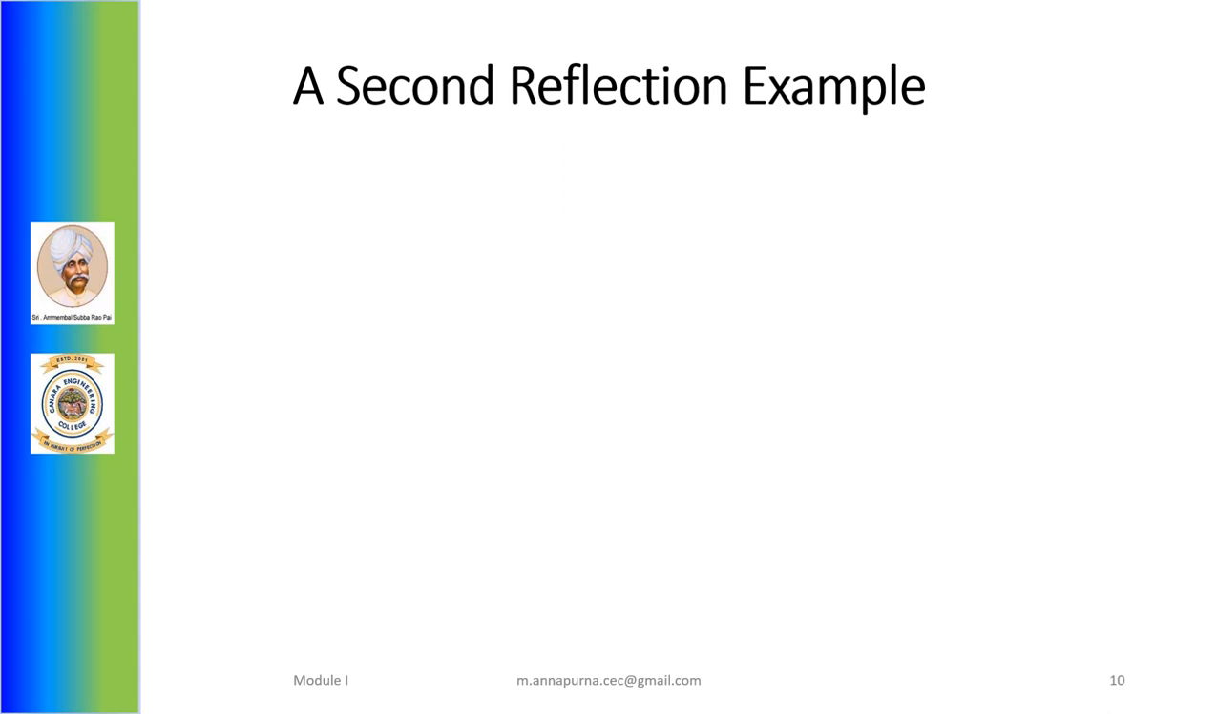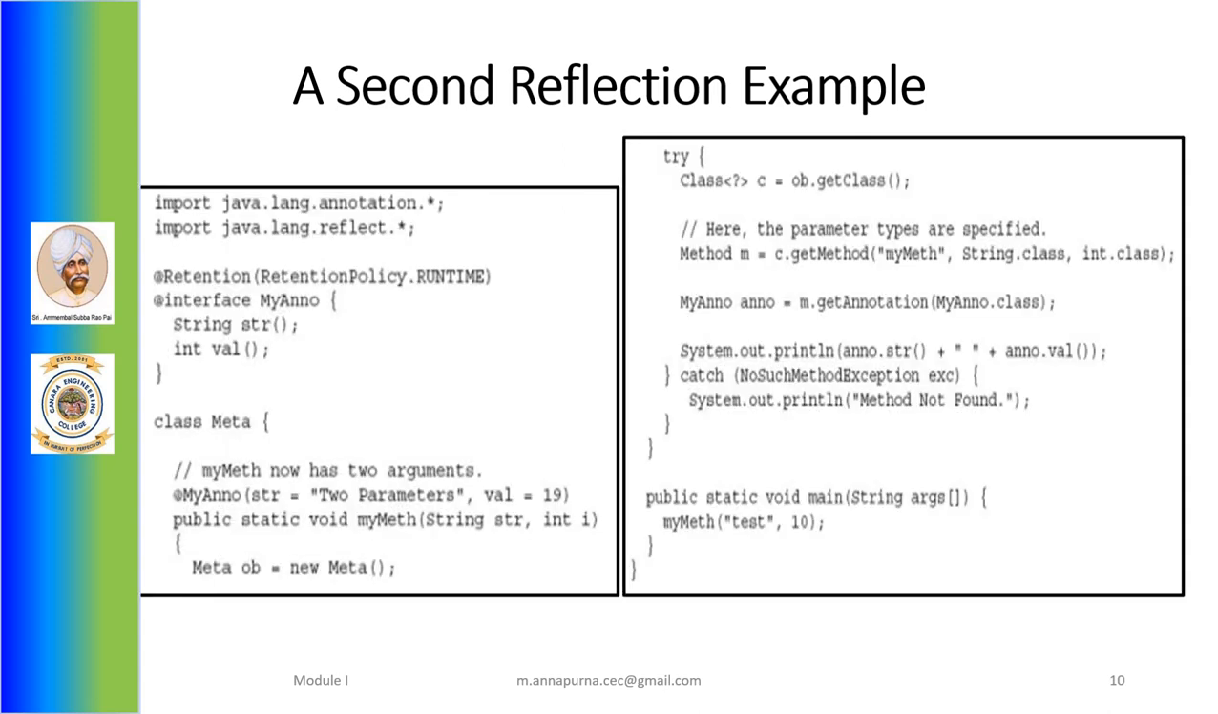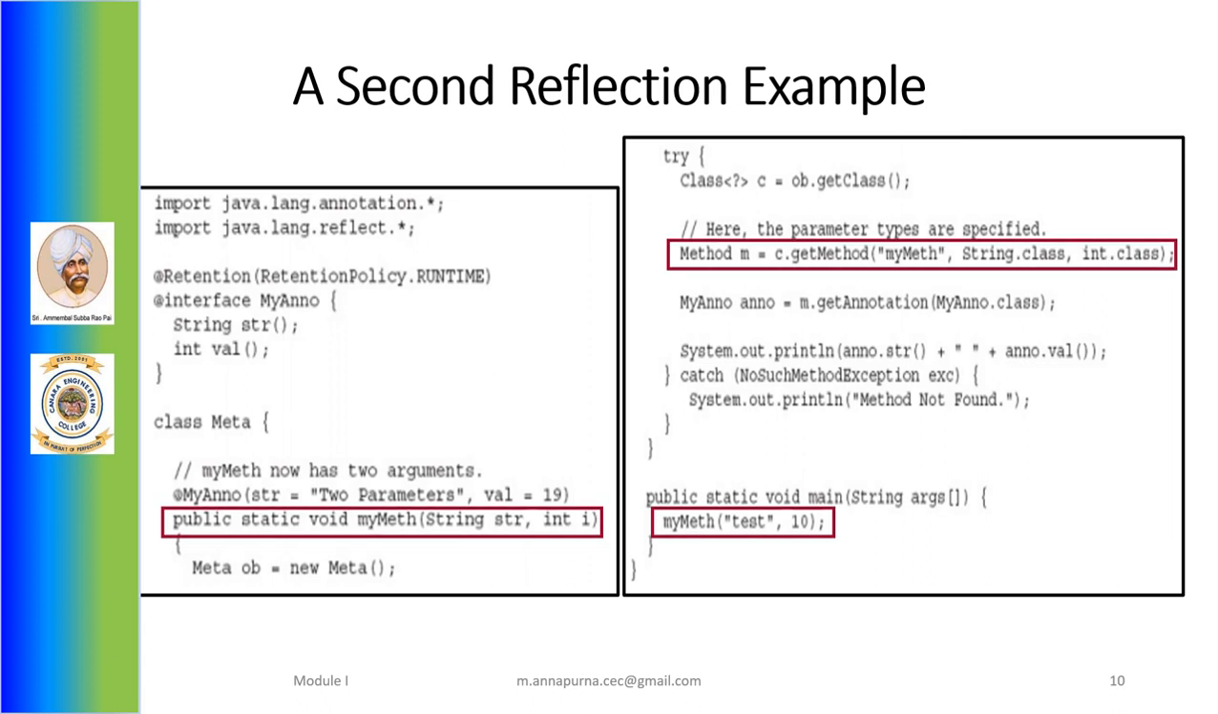For example, here is a slightly different version of the preceding program. In this particular version, myMeth takes a String and an int parameter. So here I have a myMeth method being defined. It takes two parameters, one of type String and the second parameter of type int.